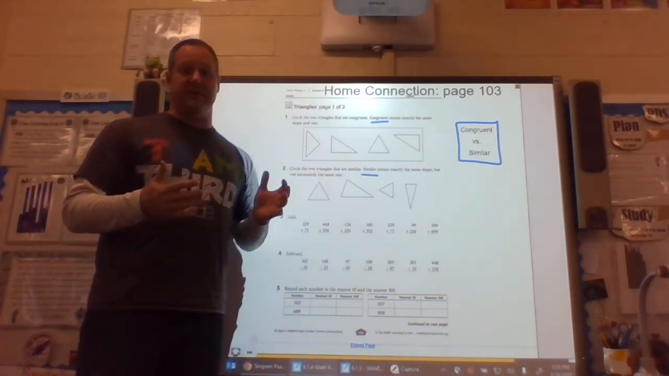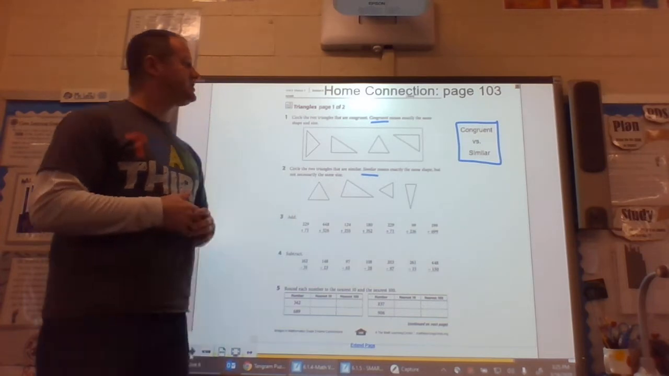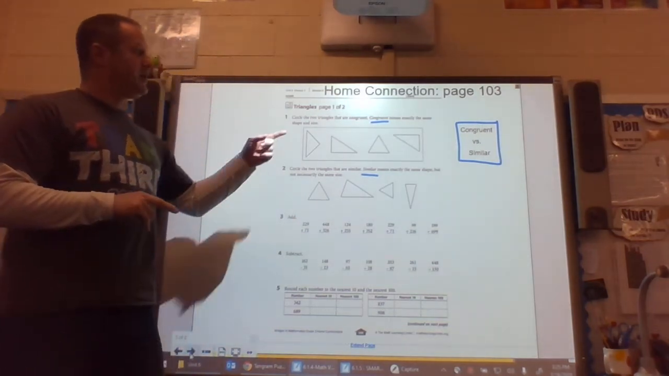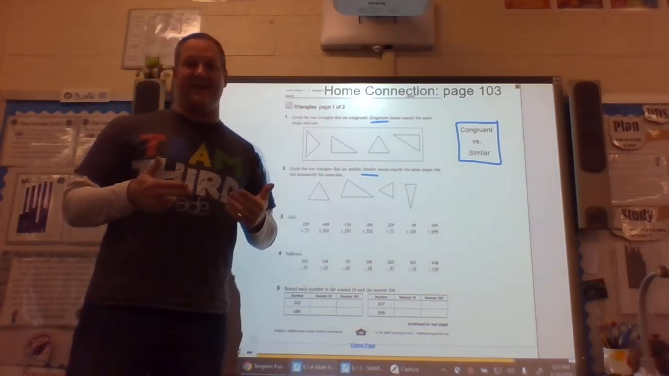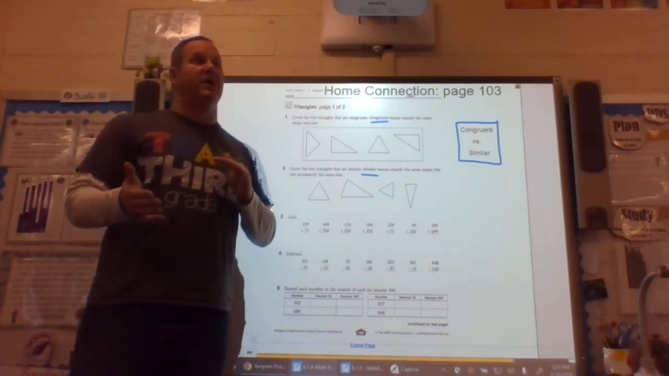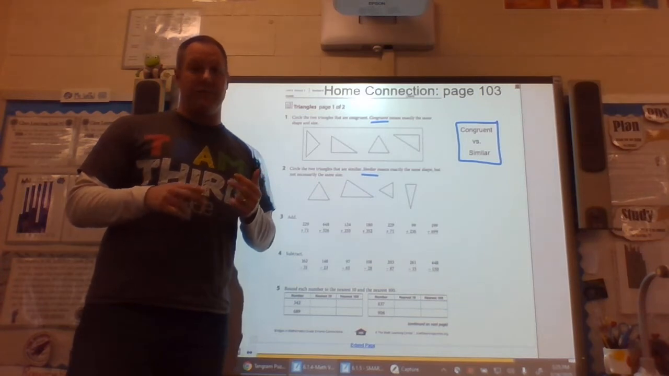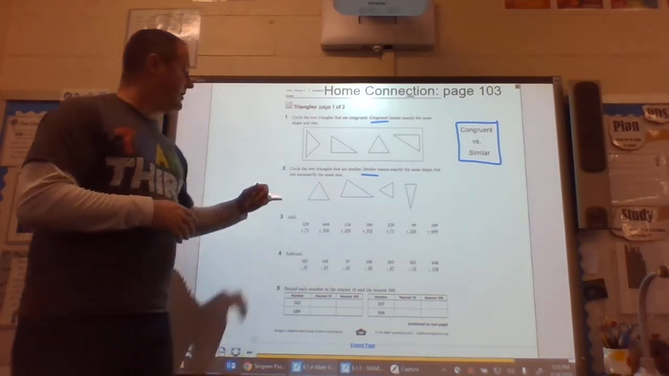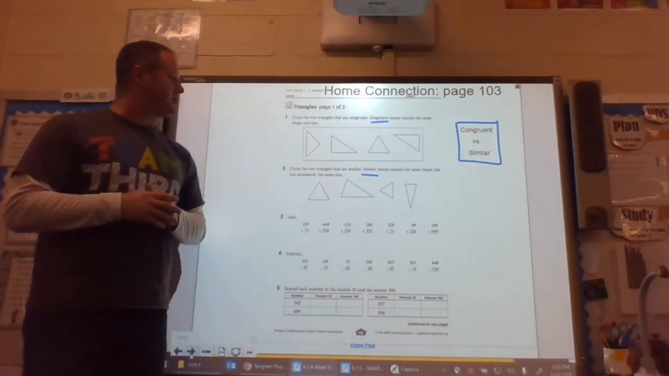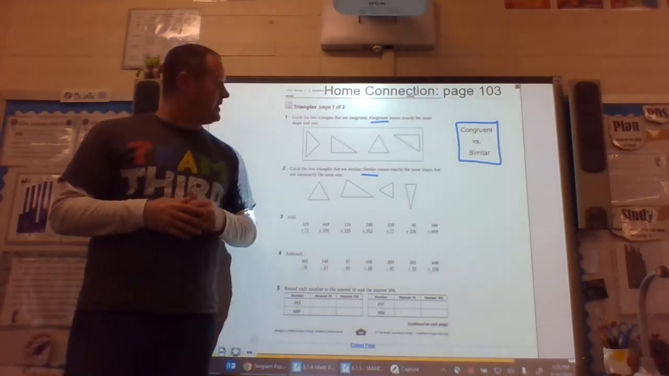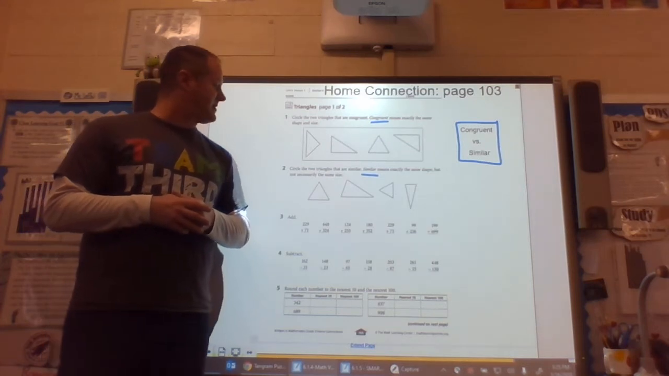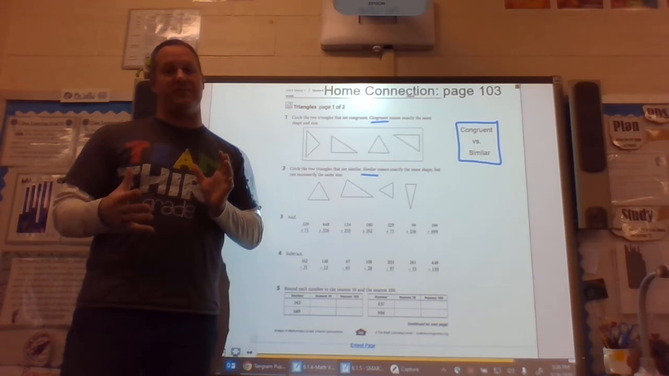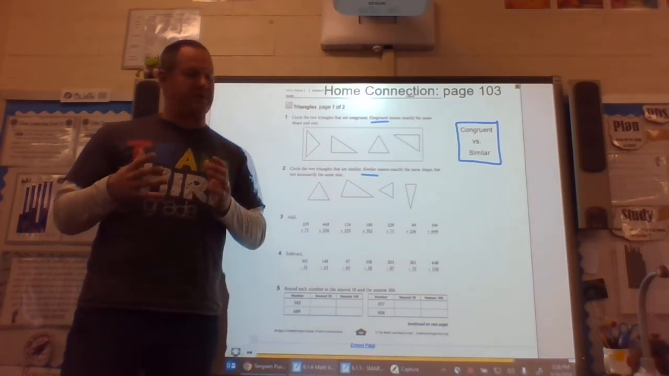On there, it's very similar to what you did in the workbook page. However, there are 2 words you need to know, congruent and similar. Congruent means that it's exactly the same shape and size. All sides are congruent, which means they're equal. All angles are equal as well. In number 2, it asks you to circle the 2 triangles that are similar. Similar just means the same shape, but not necessarily the same size. The shapes can be bigger or smaller, but they're all proportional to one another.